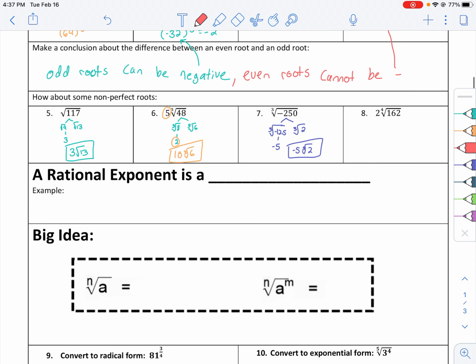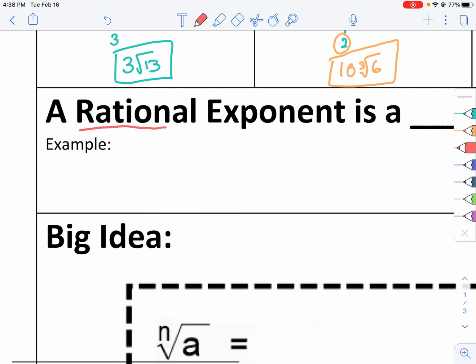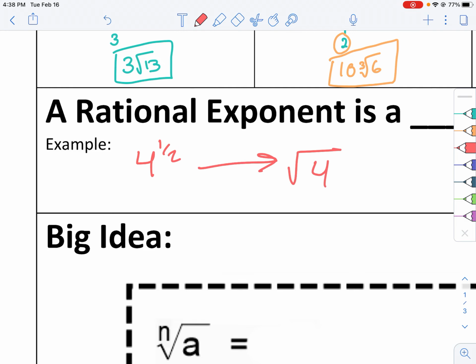All right. Next up, we have a rational exponent is a root. I've actually already talked about this earlier today. A rational exponent just means that it can be written as a fraction. Like 4 to the 1/2 power, that would be a rational exponent because it's written as a fraction. This is the same thing as the square root of 4.